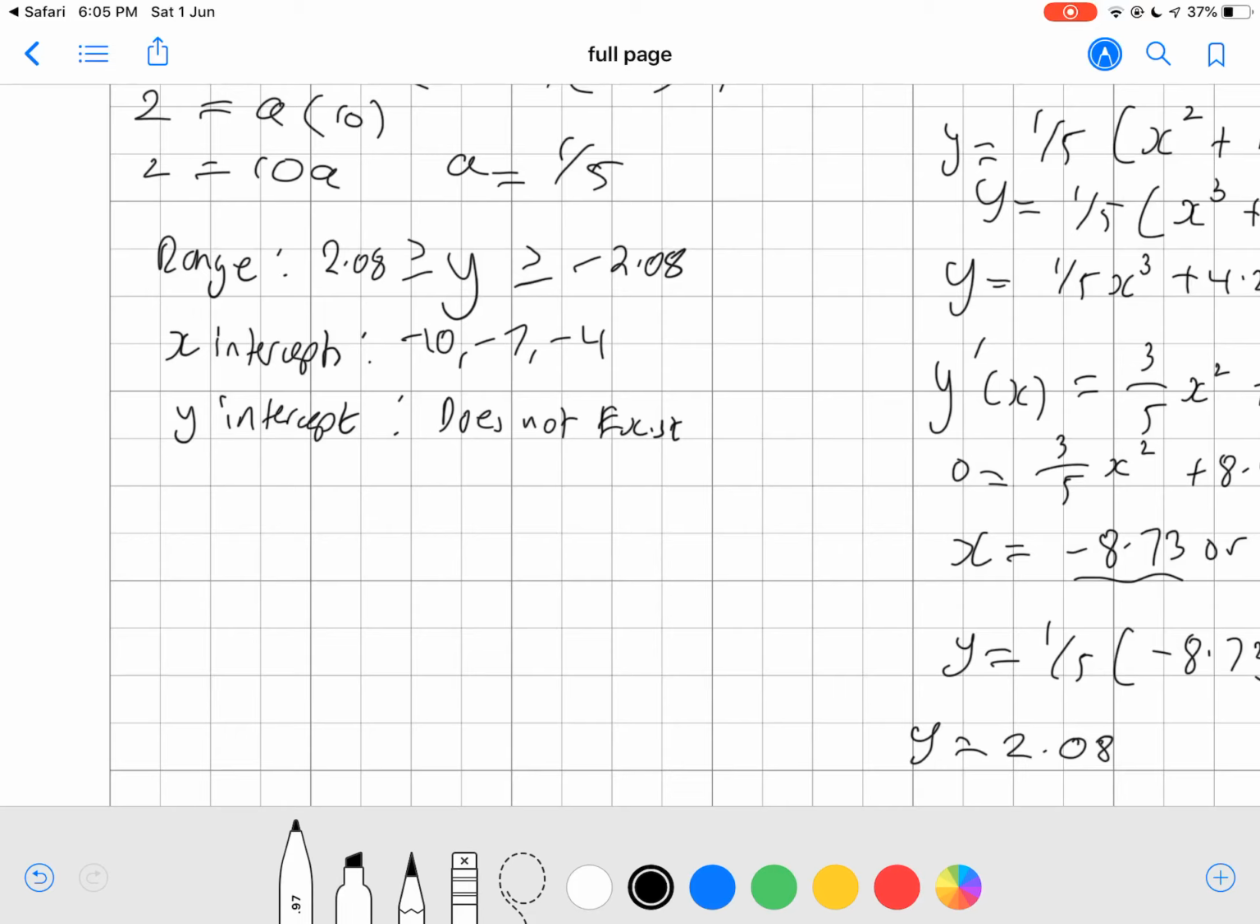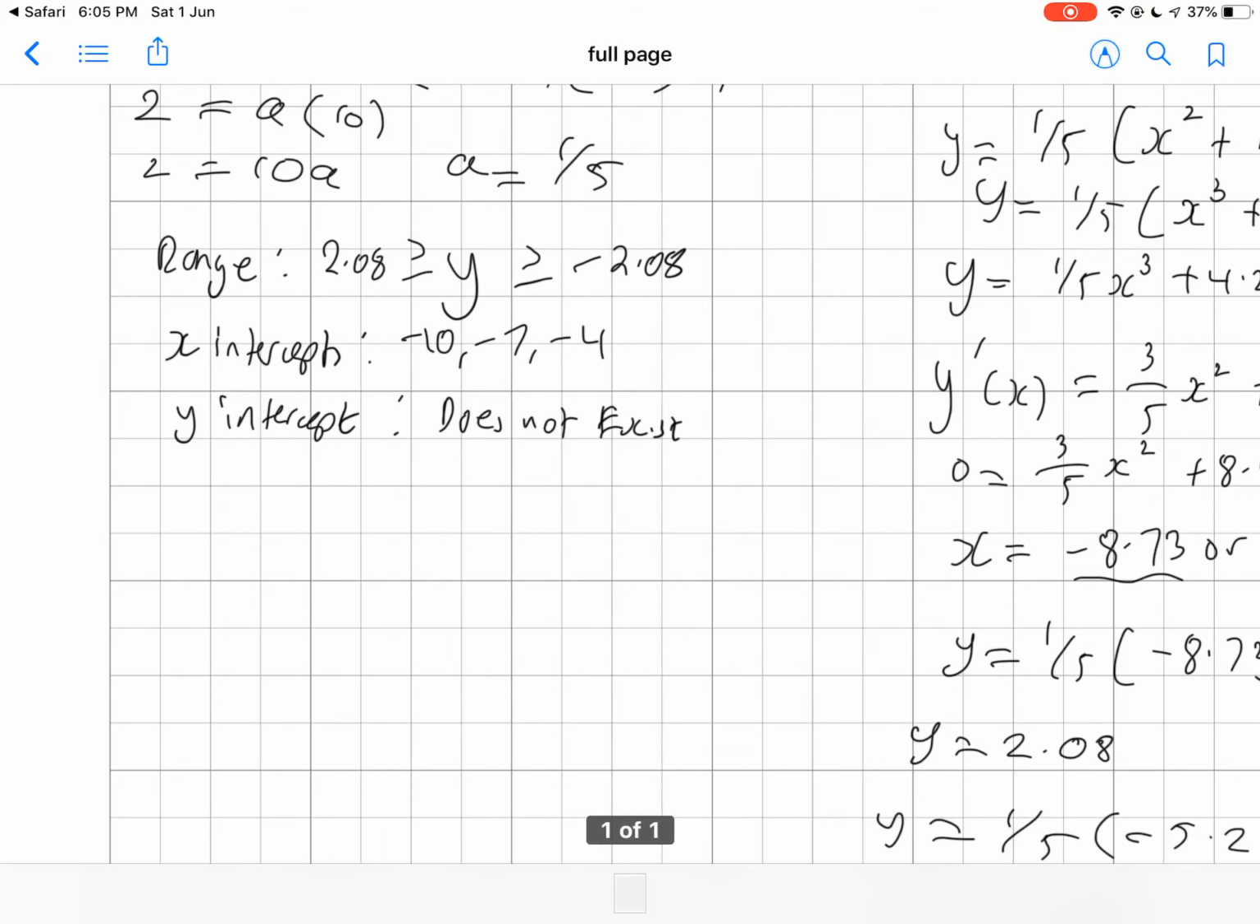Just double check if there's any more that I'm missing. Y-intercept, x-intercepts. Yeah, okay, that should be it for the cubic.